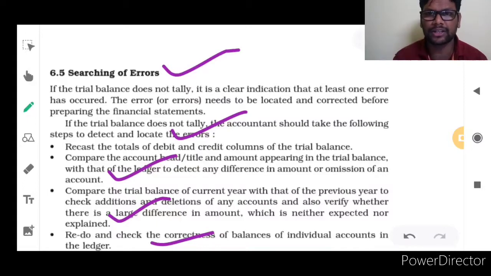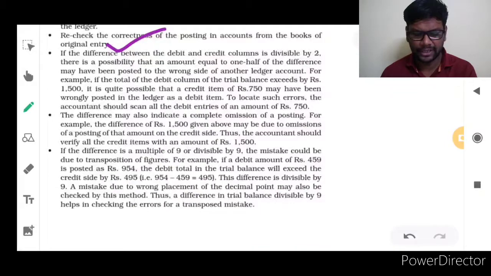After completion of that ledger account only, those balances will be posted in our trial balance. If the difference between the debit and credit columns is divisible by 2, there is the possibility that an amount equal to 1/2 of the difference may have been posted to the wrong side of another ledger account. For example, if the total of the debit column of the trial balance exceeds by 1500, it is quite possible that a credit item of 750 may have been wrongly posted in the ledger as a debit item.